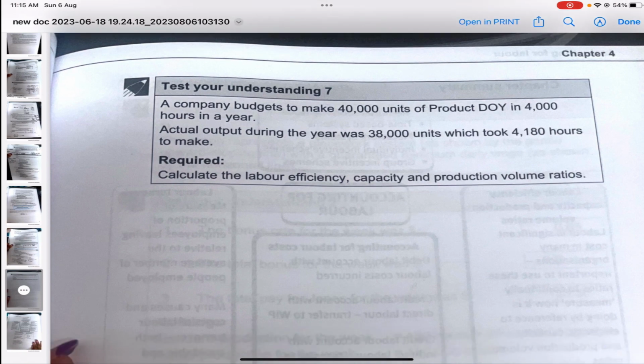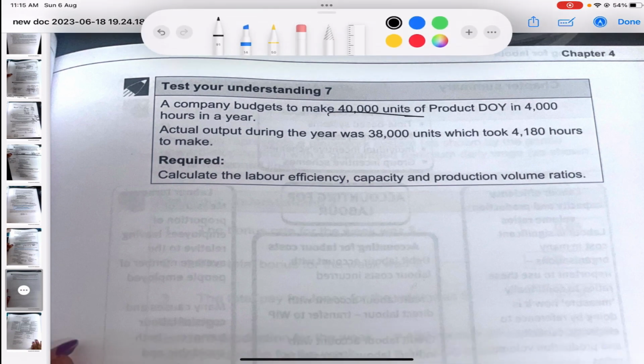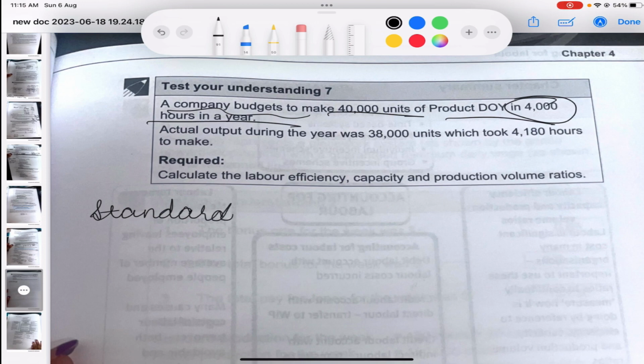A company budgets to make 40,000 units of product DOY in 4,000 hours in a year. So 4,000 hours is your budget to make 40,000 units. So how much is the standard? Actual output during the year was 38,000, which took 4,180 hours.